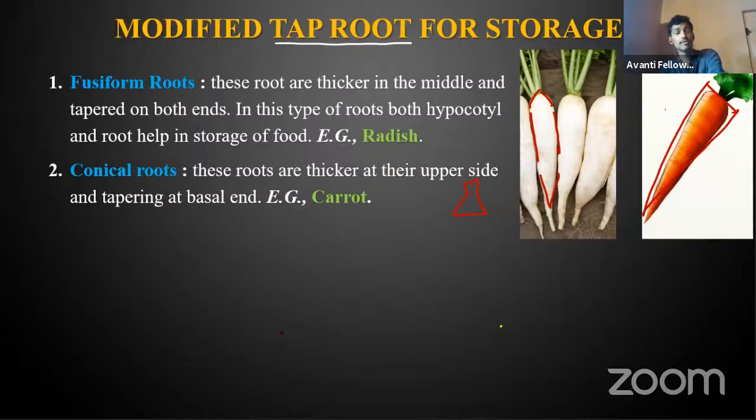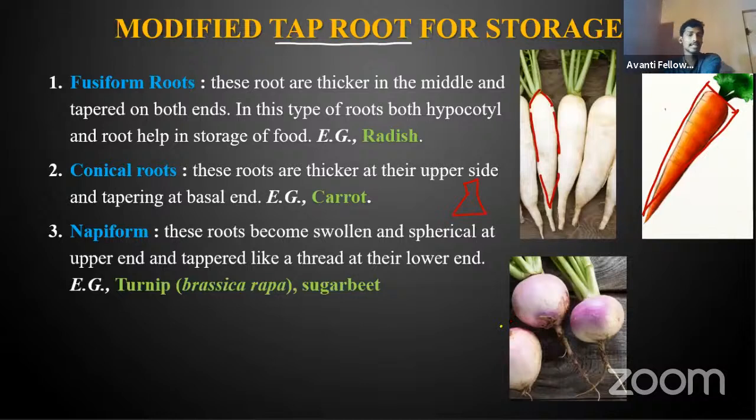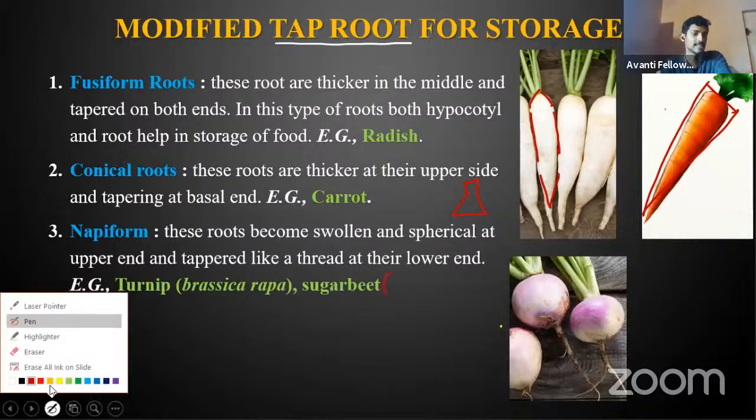The third kind of root we normally find in the taproot is the napiform root. Napiform roots have a bulb-like structure above, swollen or spherical above, and tapered below. You can take the example of turnip and sugar beet, that means beetroot, we normally say, right? I will write the name there.